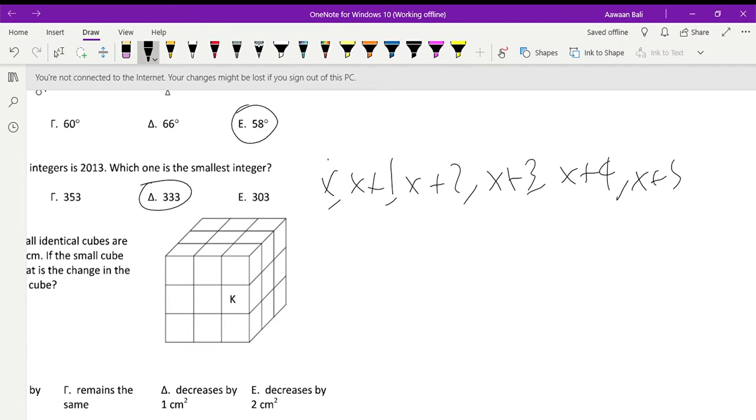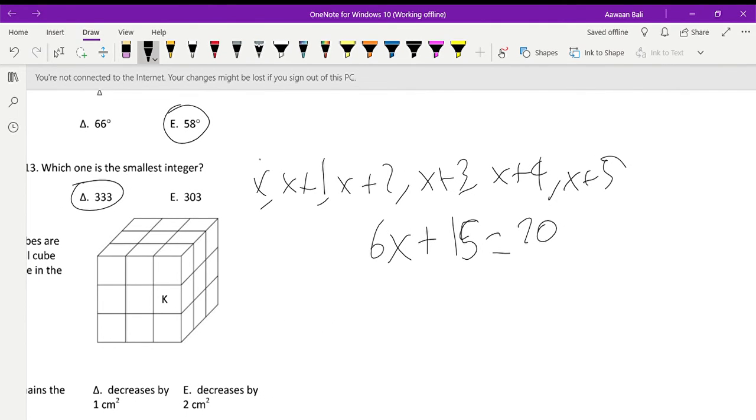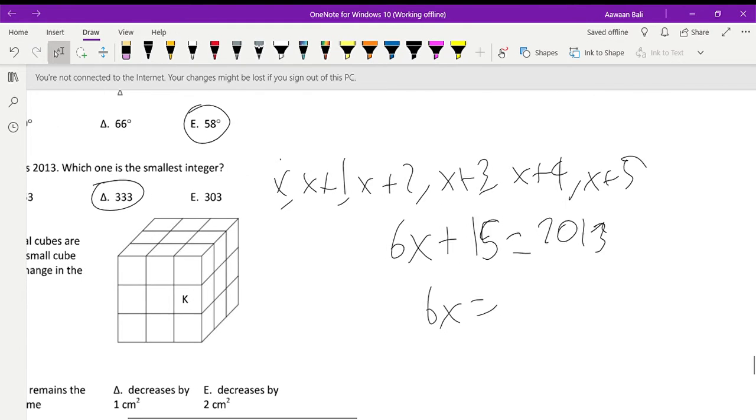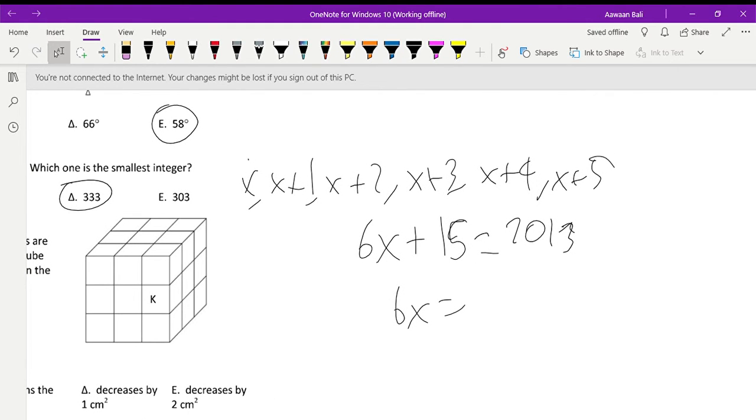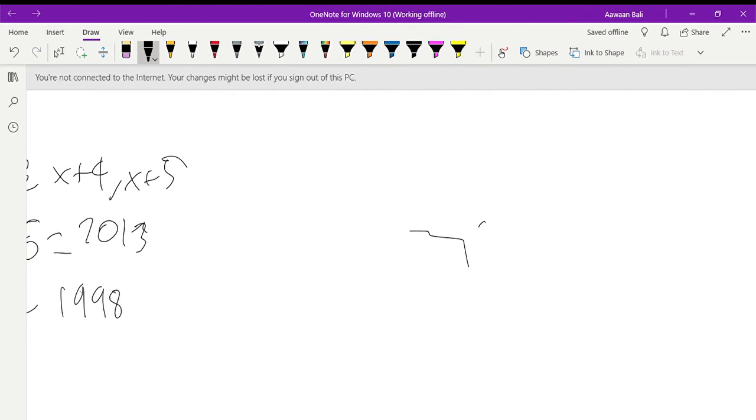That's 6 numbers. So you add them all together, you get 6x plus 1 plus 2 is 3, plus 3 is 6, plus 4 is 10, add the 5, 15. So you get 6x plus 15 is 2013. Now you do 2013 minus 15, and that's 2000 minus 2, which is 1998. Now we do 1998 divided by 6.